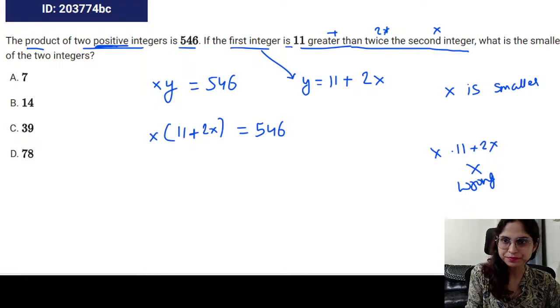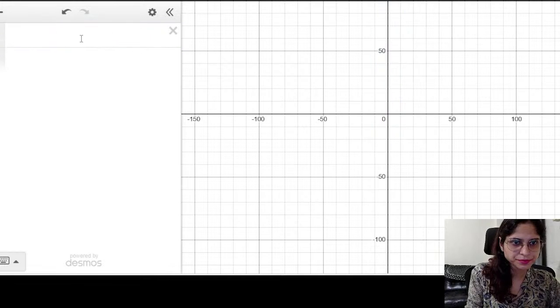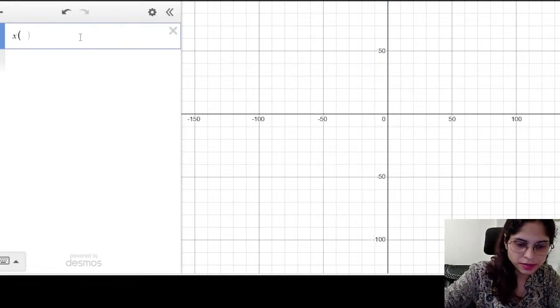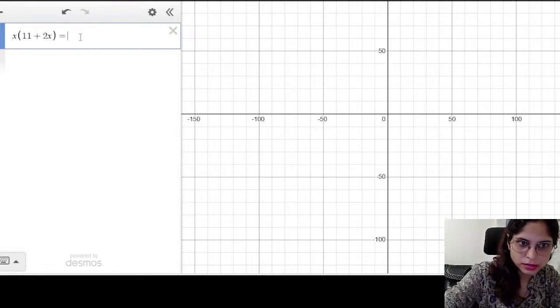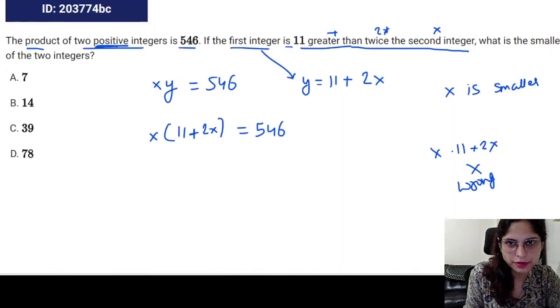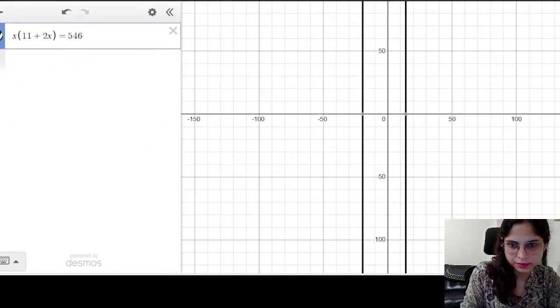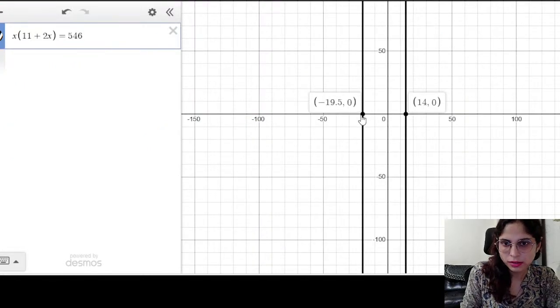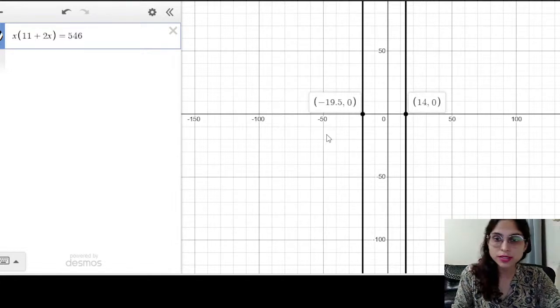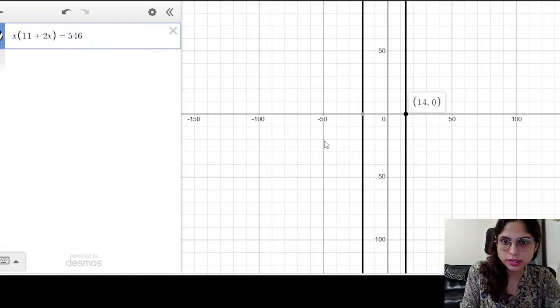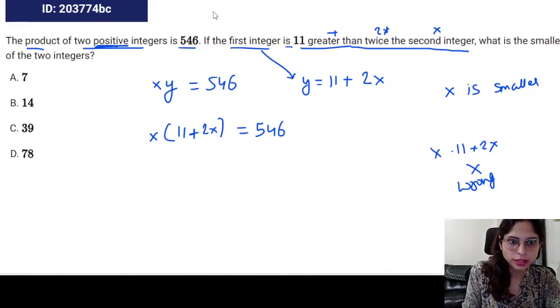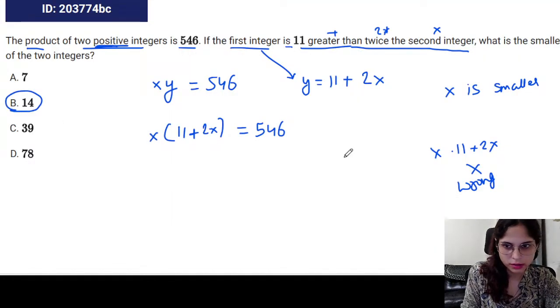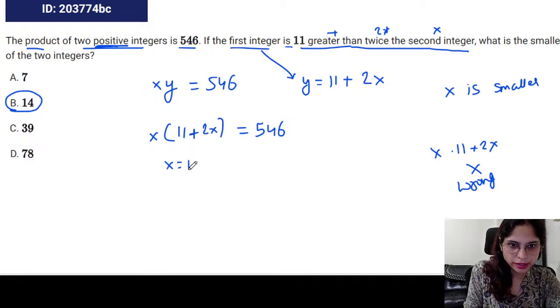Now we just go to Desmos. X times 11 plus 2x and product is equal to 546. We get 14 and negative 19.5. Now both the integers are positive. So the value of x is going to be 14. I am going to discard this value. So my answer is 14. So x is equal to 14 you get. And that's your answer because it is a smaller one.